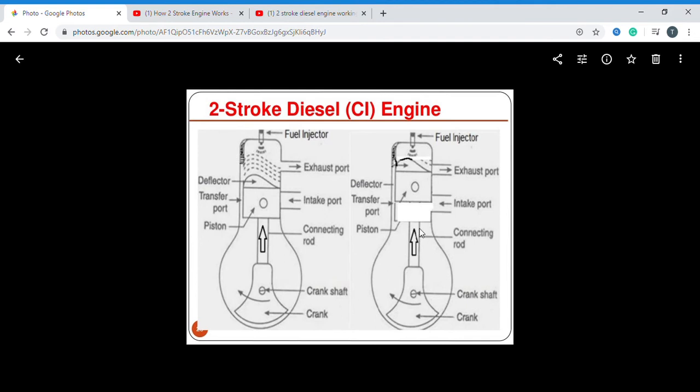So in the first stroke the piston moves from the BDC to TDC. In the second stroke the piston moves from the TDC to BDC. We have to finish both things within two strokes, meaning four working processes will be finished within two strokes. Suction and compression take place in the first stroke. In the second stroke, the combustion or power stroke or expansion and exhaust processes take place. Okay. So four working processes are completed within the two-stroke diesel engine.